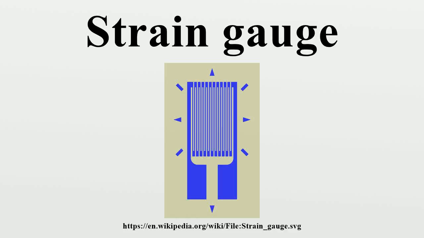A strain gauge is a device used to measure strain on an object, invented by Edward E. Simmons and Arthur C. Ruge in 1938. The most common type of strain gauge consists of an insulating flexible backing which supports a metallic foil pattern. The gauge is attached to the object by a suitable adhesive, such as cyanoacrylate.